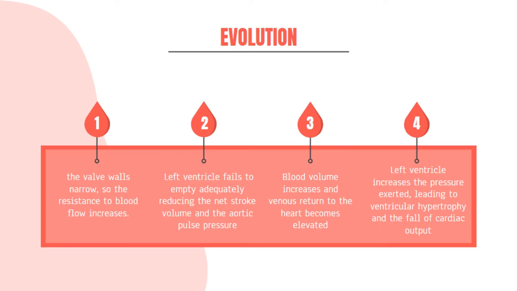One of the first effects that stenosis causes in the cardiovascular system is the increase in resistance to blood flow. As this happens, the left ventricle fails to empty adequately, reducing the net stroke volume and the aortic pulse pressure. This forces the body to activate coping mechanisms to increase blood volume, which in turn raises the venous return, so the left ventricle needs to increment the pressure generated during systole, leading to ventricular hypertrophy and the fall of cardiac output. This will eventually lead to a heart attack.